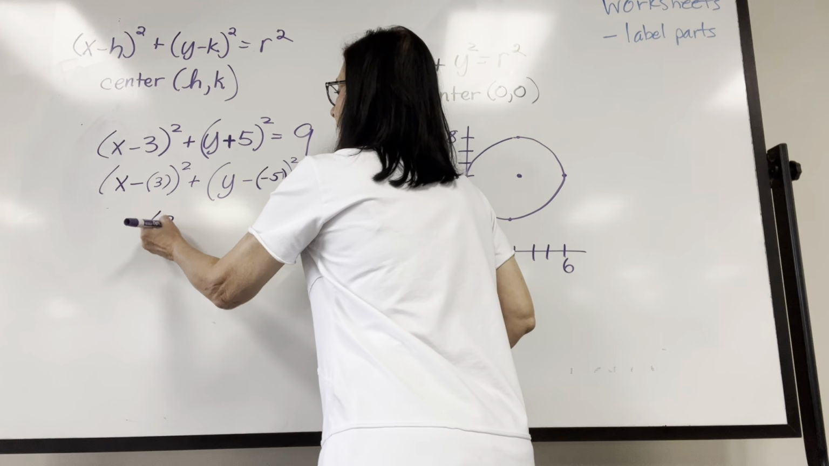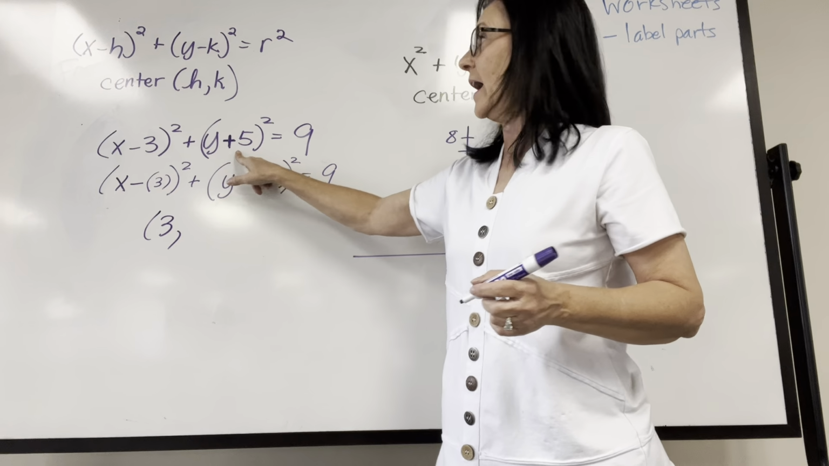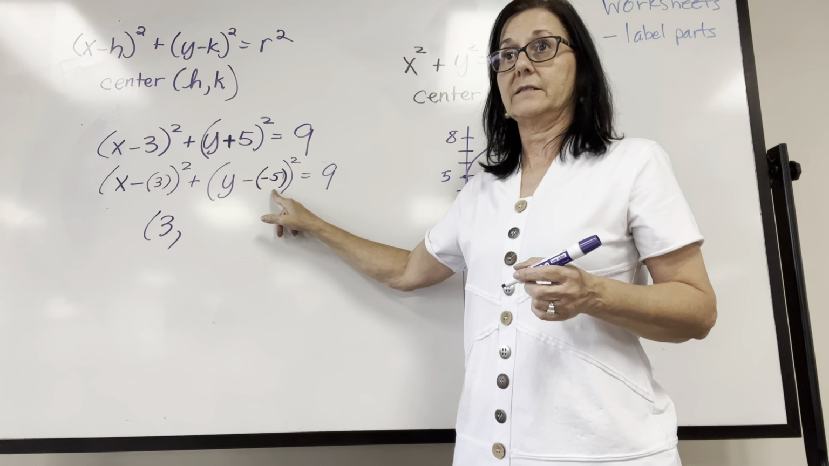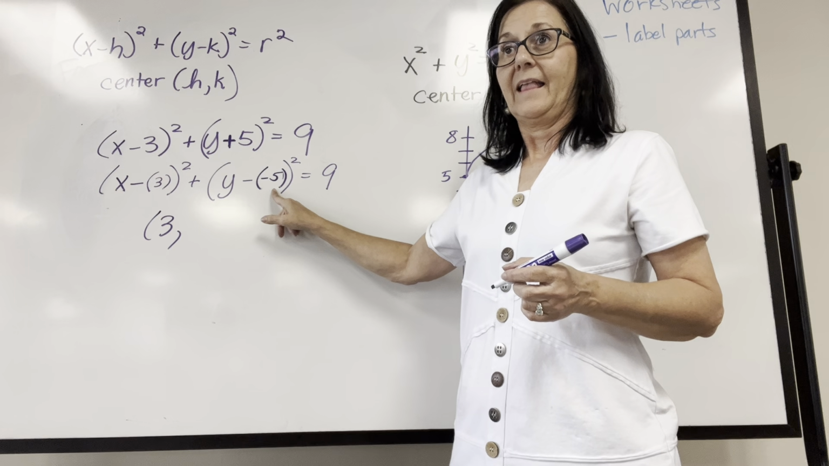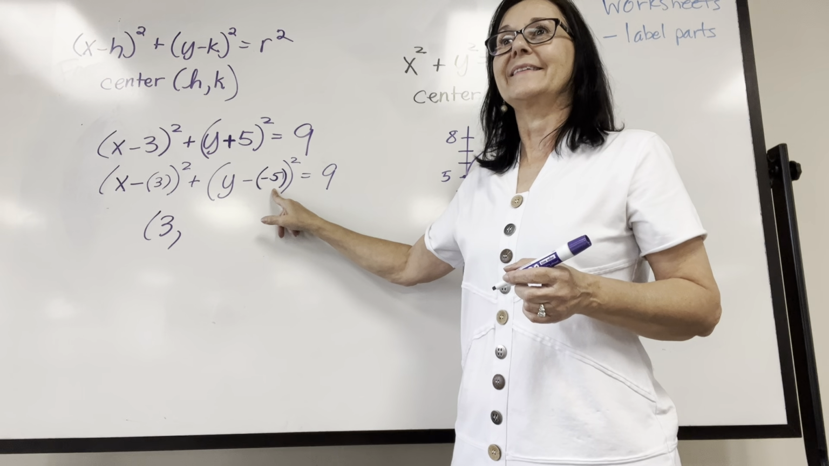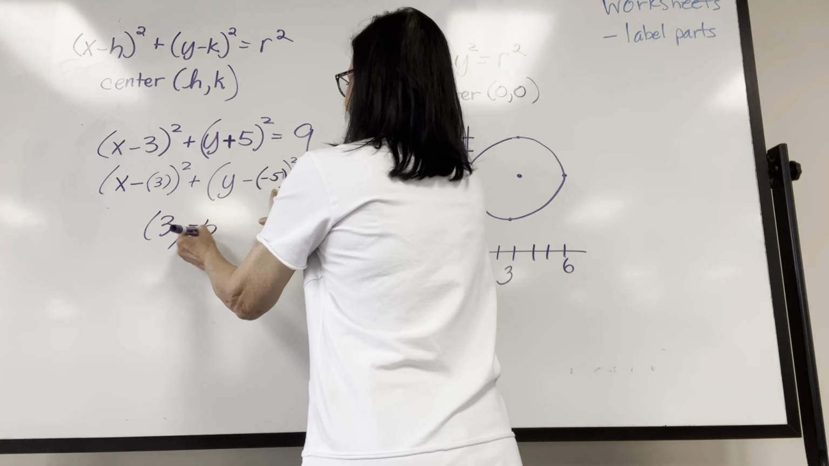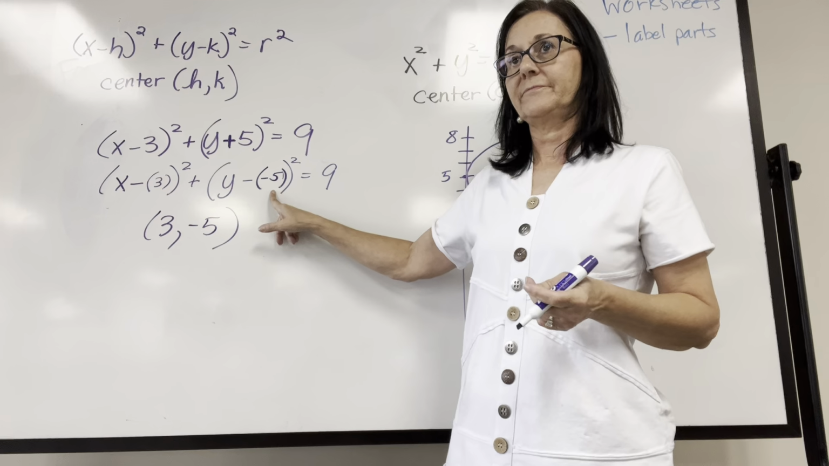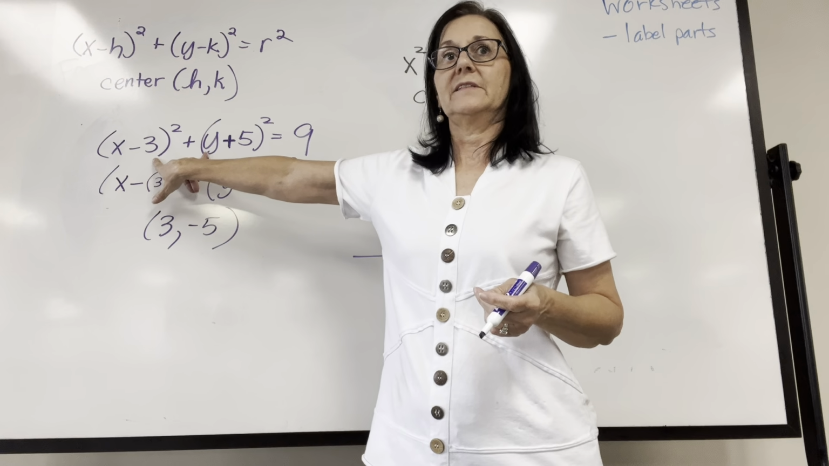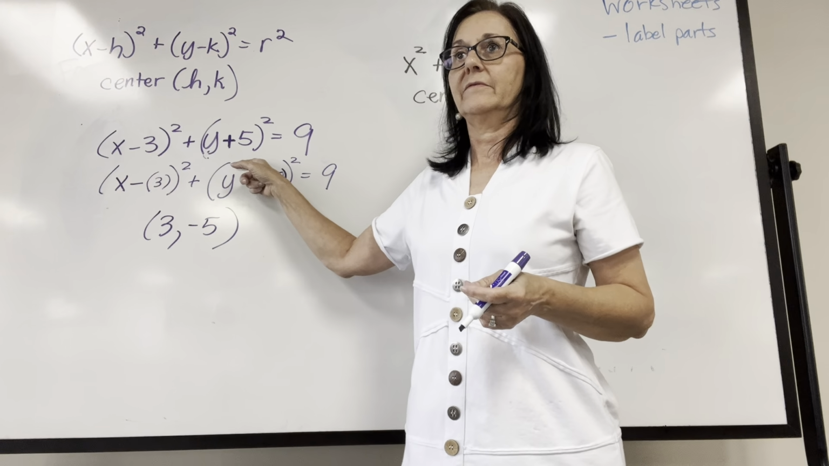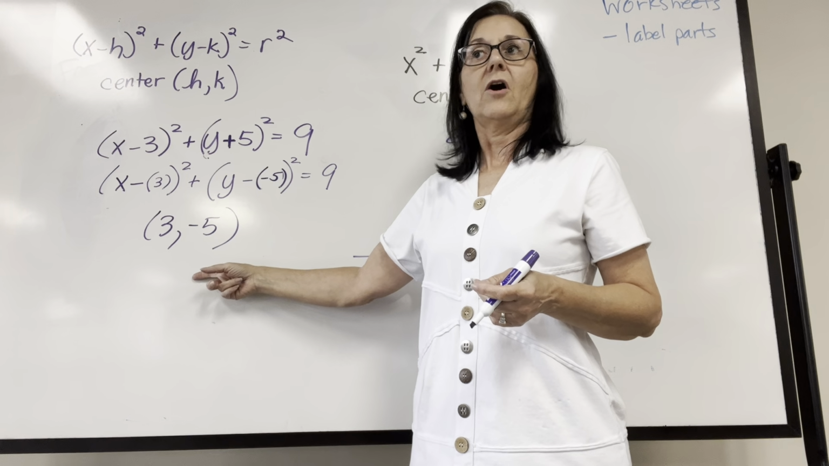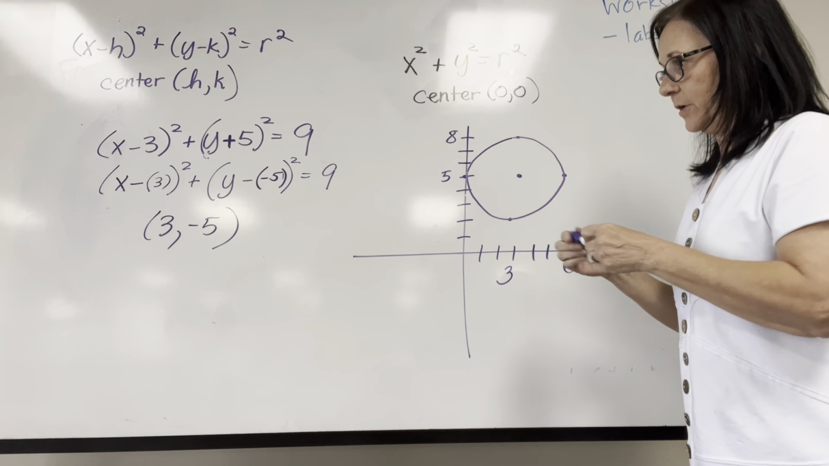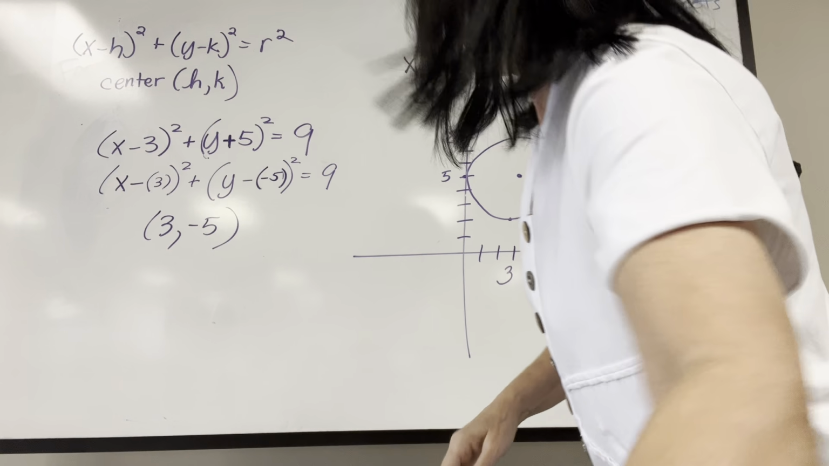So now my center is at 3. But because it's +5, I need to make that minus and figure out what my K value is. So if it's plus, then K will be negative. Correct. Or I can just teach you this: it's always the opposite of the sign. So it's 3, -5. It's always the opposite. So this one would be at 3, -5.